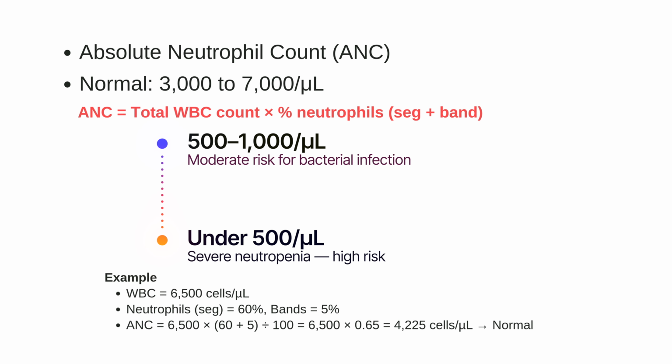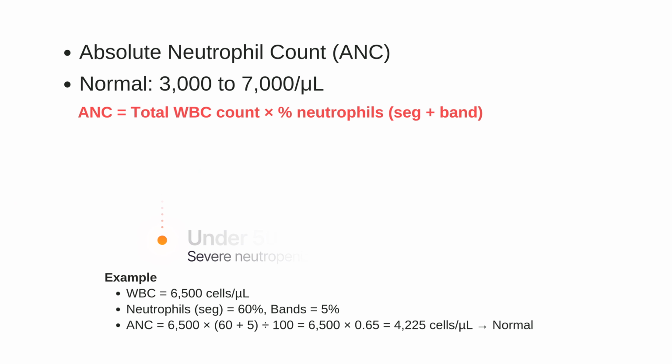So for example, if a patient has a white blood cell count of 6,000 cells per microliter, segmented neutrophils of 60%, and BANDs of 5%, using the ANC formula, you'll end up with an ANC of 4,225 cells per microliter, which is considered normal.